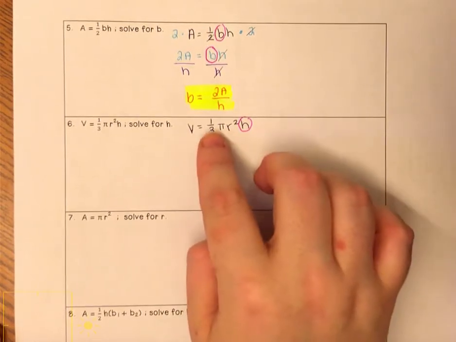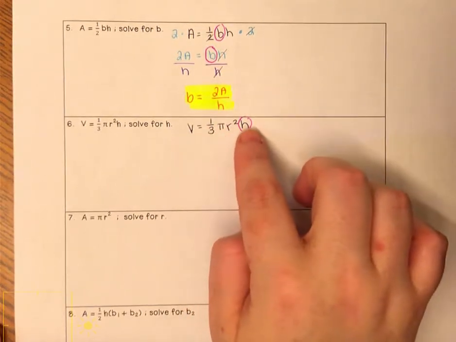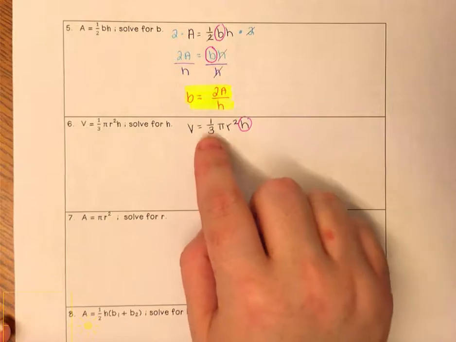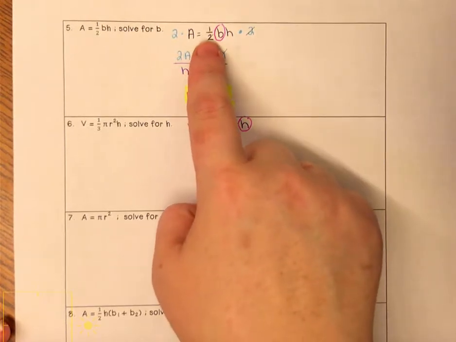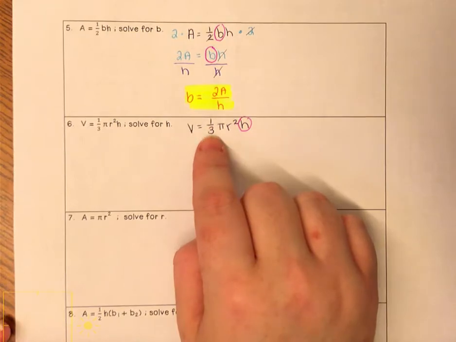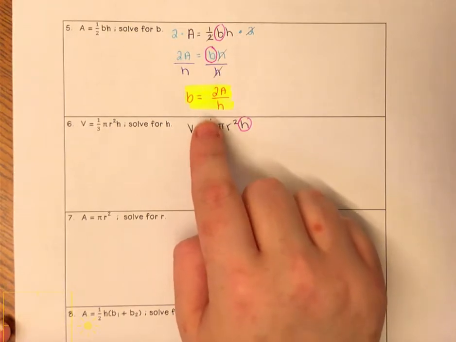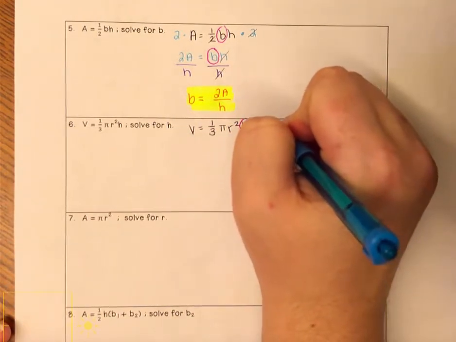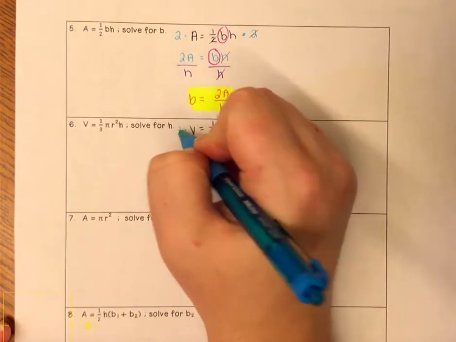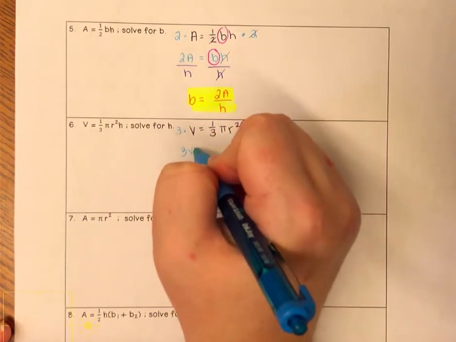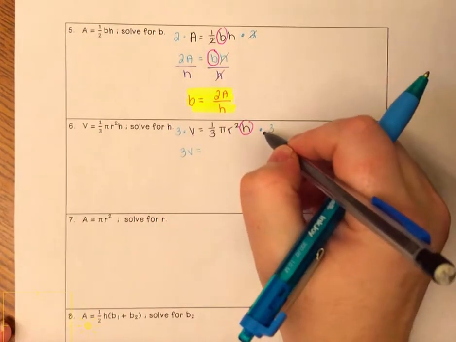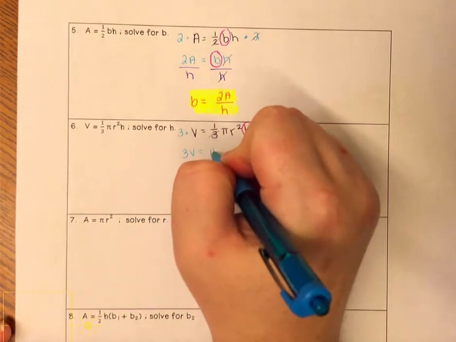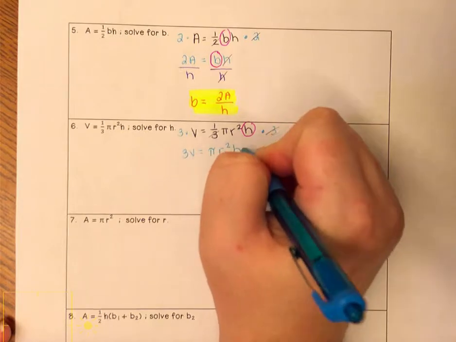We look for addition, subtraction. There's no adding or subtracting symbols attached to the H at all, so I can go straight to multiplication, division. I look to see I have a fraction on here, like we had on here. I want to get rid of the fraction first. I want to multiply by the reciprocal of that fraction. So if I multiply by the reciprocal of 1/3, which is 3, I'm going to multiply both sides by 3. We're left with 3V equals. The 3 and the 1/3 will cancel each other out. So we'll be left with pi r squared H.